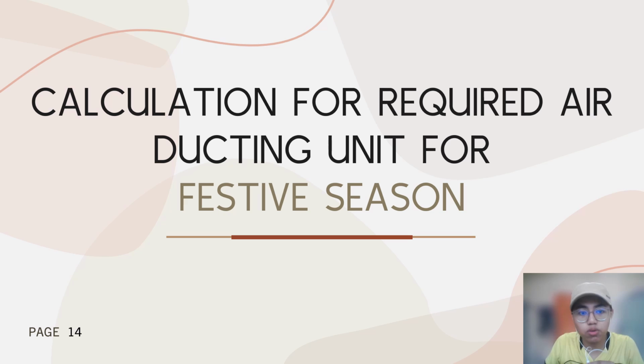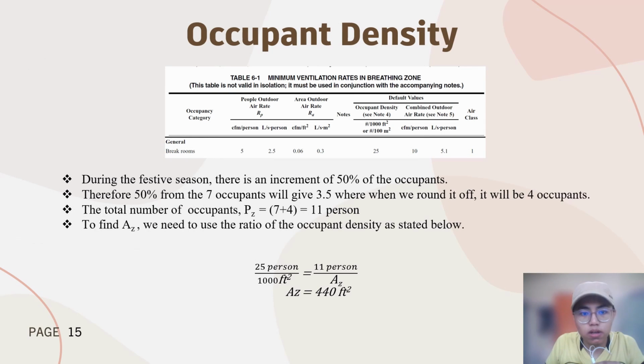So we shall go to the calculation for the required adapting unit for the festive season. During the festive season, there is an increment of 50% of the total number of 7 occupants. Therefore, the total number of occupants PZ is equal to 11. To find AZ, we need to use the ratio of the occupant density as stated below. So finally, we got the value of AZ, which is 440 feet square.